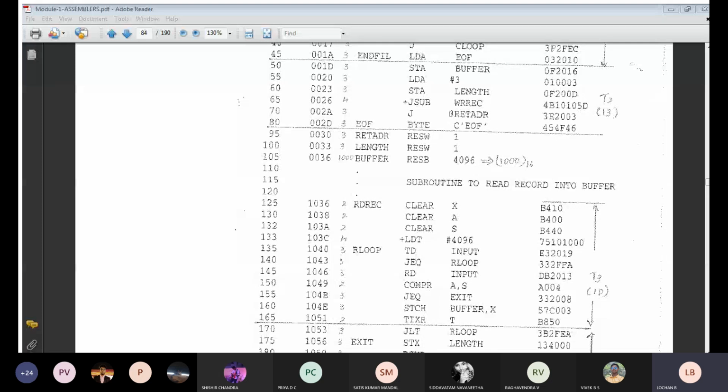Have you understood? Have you understood or what? Or shall I repeat it once again?